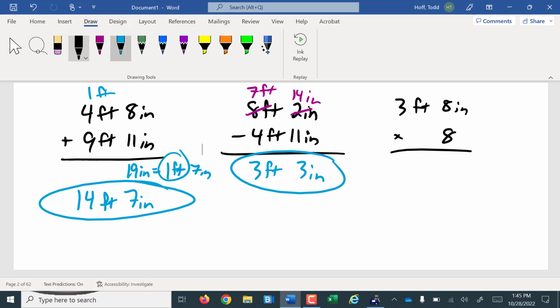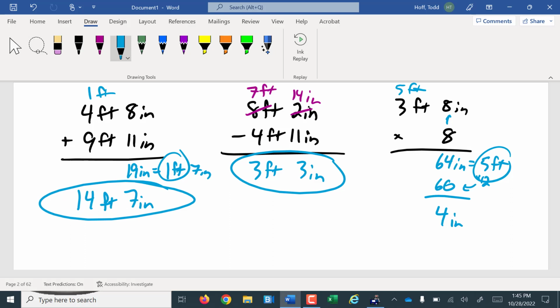If I have 3 feet 8 inches times 8. 8 times 8 inches is 64 inches. Of course, that's bigger than a foot. How many feet? 6 times 12 would be 72. 5 feet. How many inches would be left? Well, 5 times 12 would be 60. So there's 4 inches left. We carry the 5 feet.